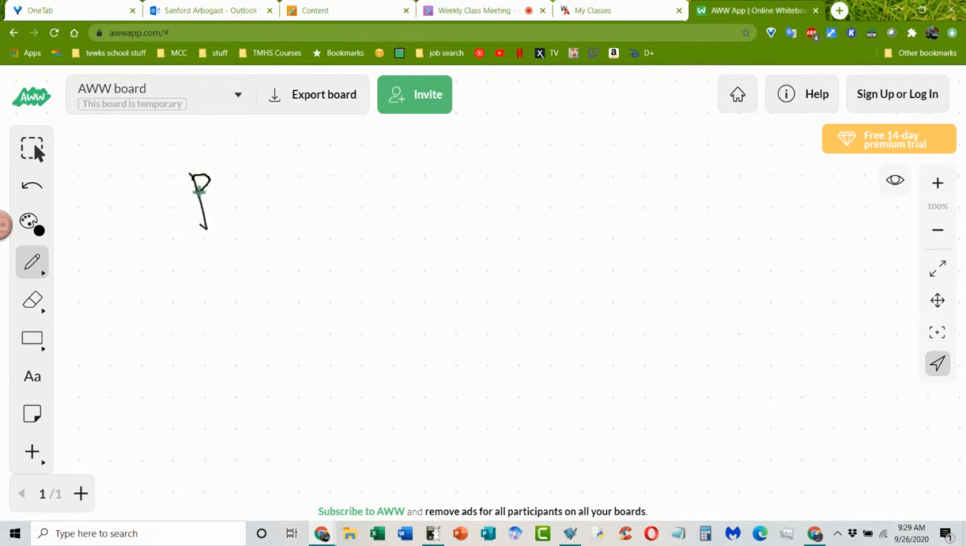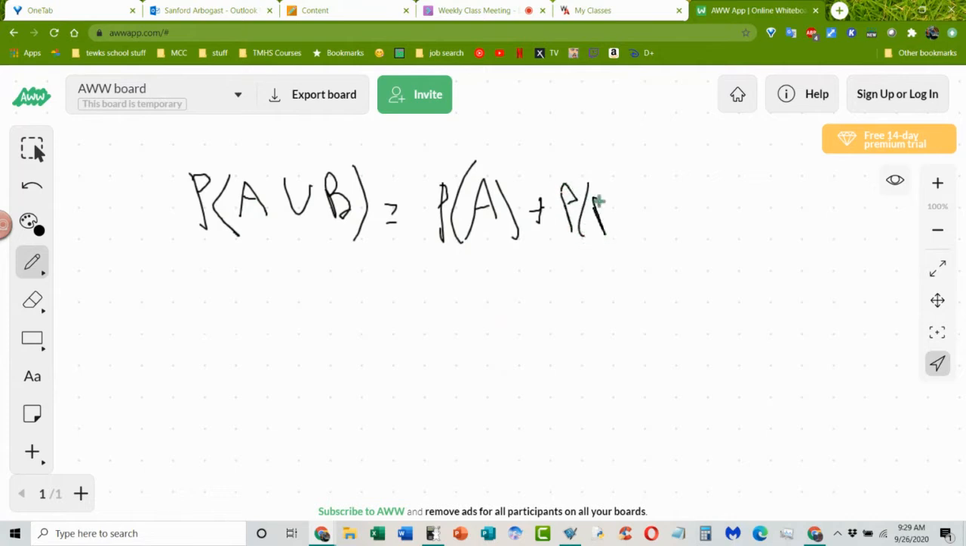So the probability of A union B, or A or B, is equal to the probability of A plus the probability of B minus any intersection that there is. So the probability of A intersect B, or A and B. All right. So if they're mutually exclusive, this is zero. So it's easy enough to do. But in most cases, there's some intersection with them. So we have to remove the duplicates because otherwise we end up counting twice.